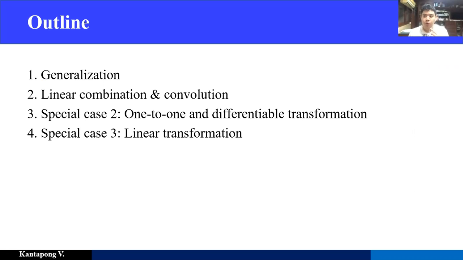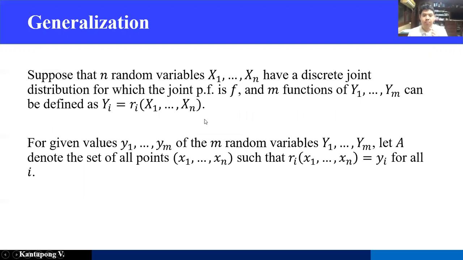First, we're going to talk about the naive approach, which is the generalization of the one variable case. Second, we are going to talk about a special case of this, which is the linear combination, and the special case of the linear combination is called the convolution. Then we're going to talk about one-to-one and differentiable transformations, and the last one, we're going to talk about the linear transformation. So enjoy. So, the generalization.